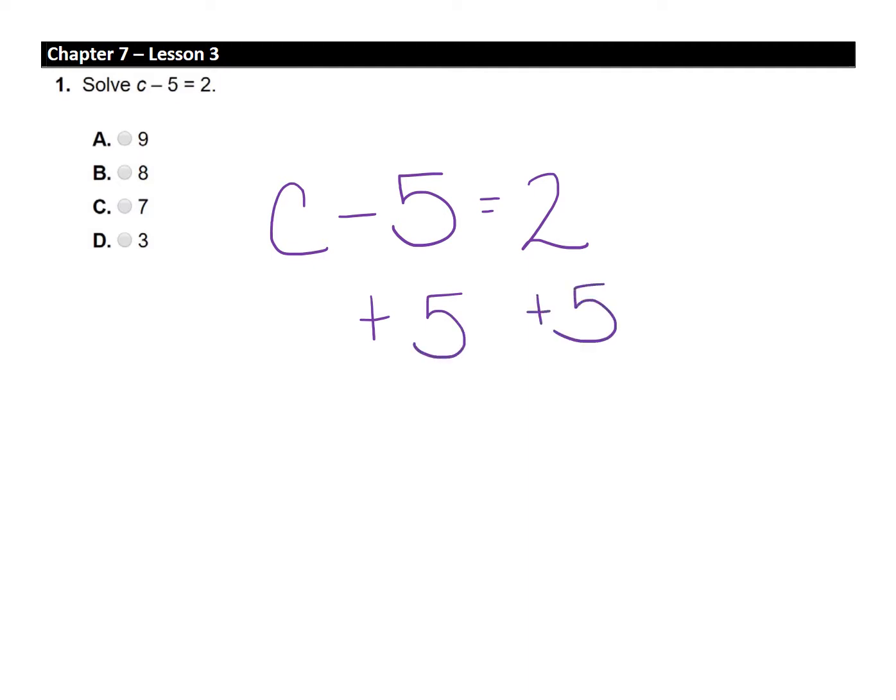Chapter 7, Lesson 3. Solve for question 1. C take away 5 equals 2. I'm going to add 5 and add 5. Subtract 5, add 5, cancel each other out. C equals 7. Answer choice C.